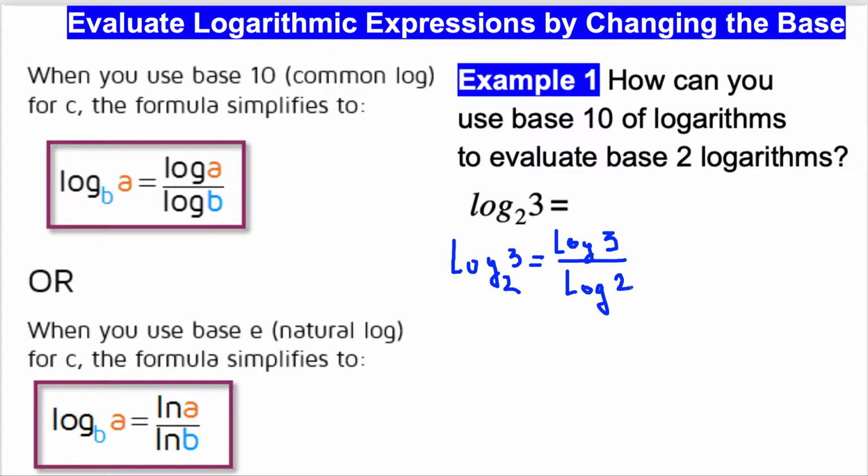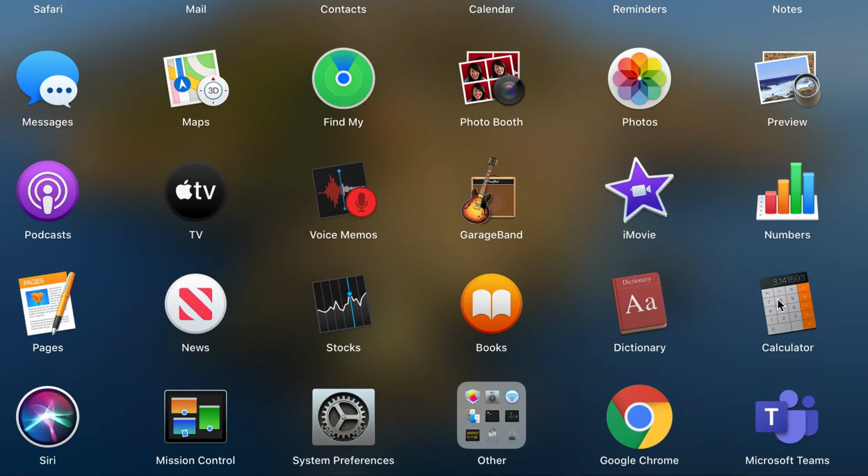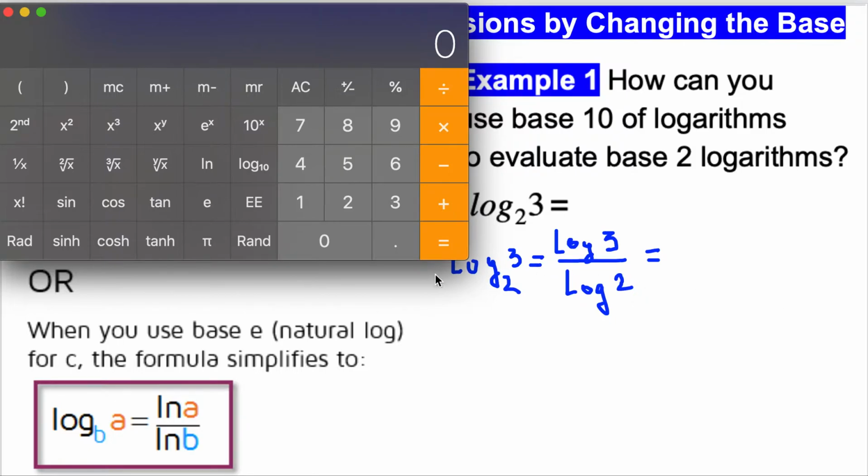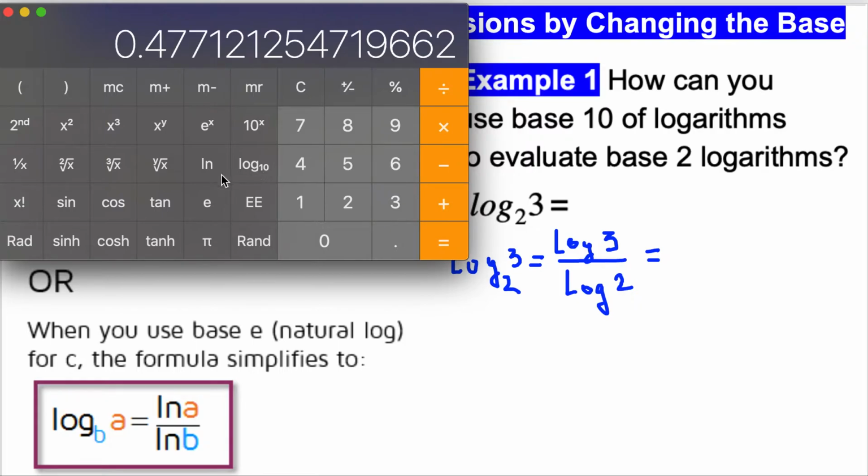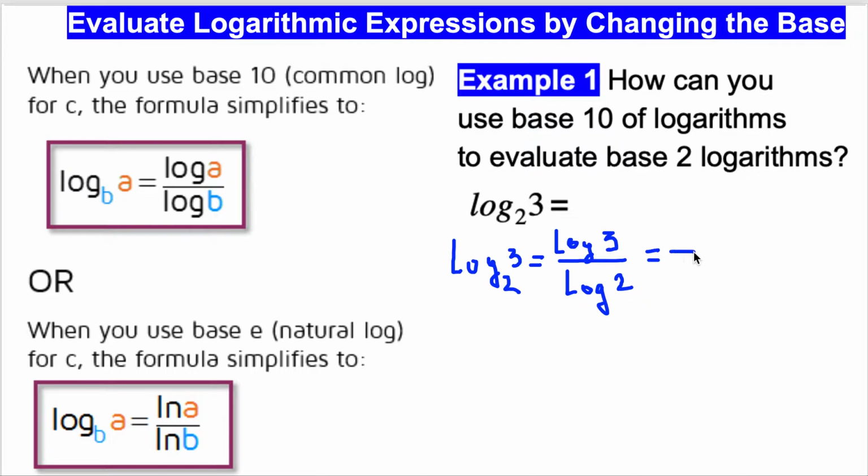And now we are using a calculator, so it's easy for us. Common log here is base 10. As you see in the calculator, we don't have a log with base 2, so in this kind of calculator it's much easier if we are changing the bases. So now here is 0.477, so let me write here 0.477.